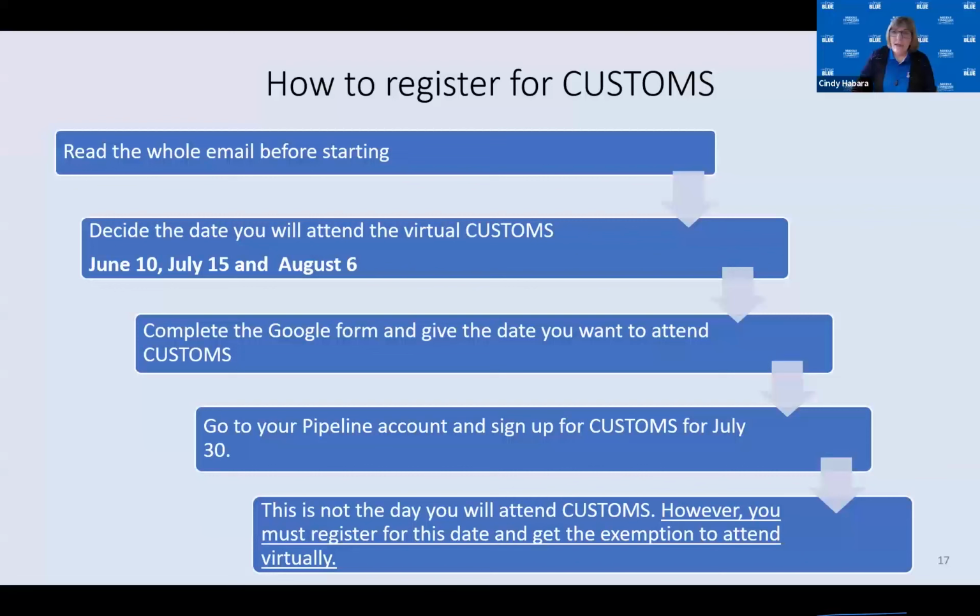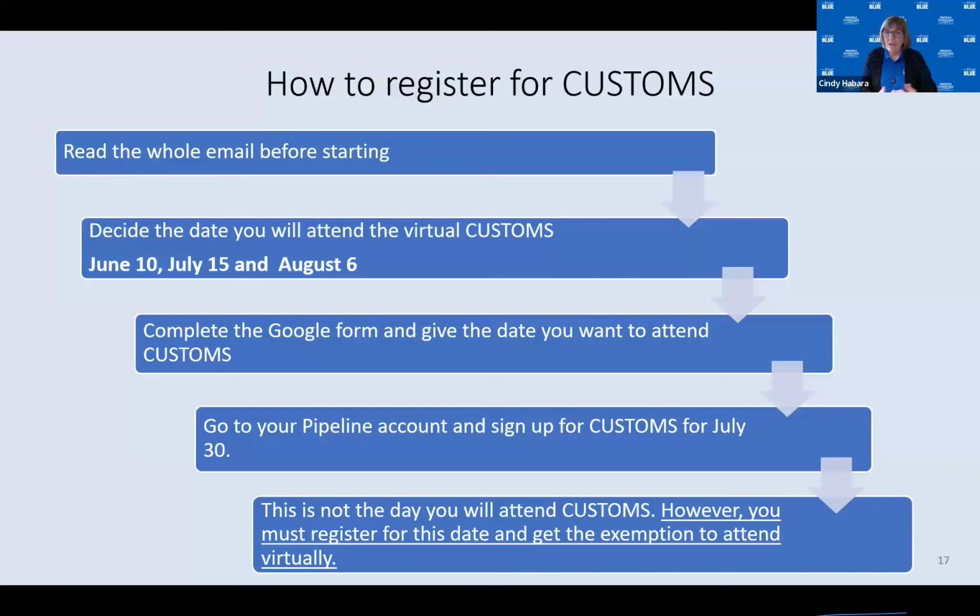Okay, so I'm going to ask you, when I send you this email, I need you to read the entire email because there are several steps to the email. And if you just do one at a time, you're likely going to miss a step. Before you start the process, you need to know, do I want to do the customs June 10th, July 15th, or August 6th? Have that decided. Make sure you finish the Google form and give them the date that you want to do customs, one of those 3 dates. You're going to your pipeline account.